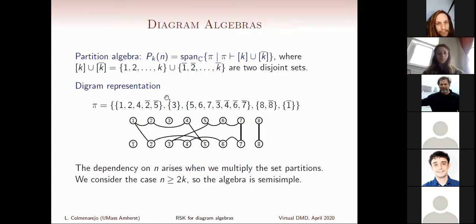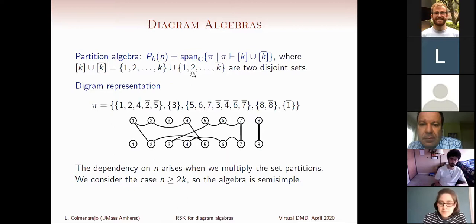So if you look at the partition algebra, I will not get into a lot of details of the algebra itself. You have the span over the complex numbers of partitions in two alphabets. So I will have K and K bar. Those are my two alphabets of the same size, and they are disjoint. So an element here is just a partition of these two sets. Now I can have sets that have regular entries and numbers with bars, or just entries with no bars, or only barred numbers, and things like that.